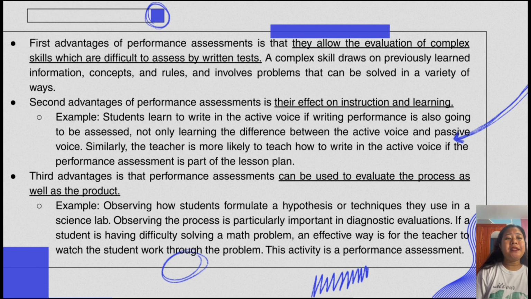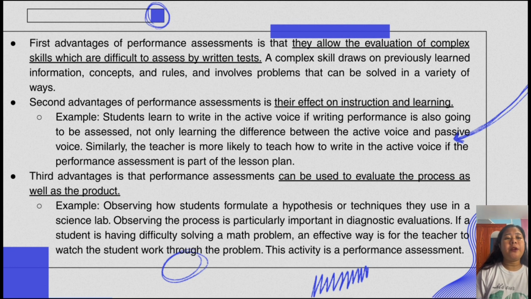Complex skills draw on previously learned information, concepts, and rules and involve problems that can be solved in a variety of ways. A written test can measure students' understanding of grammar rules. However, a performance assessment must be used to determine whether students can apply these rules when writing.